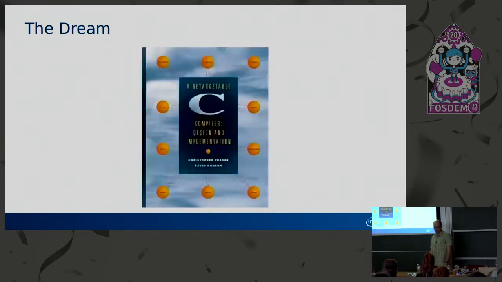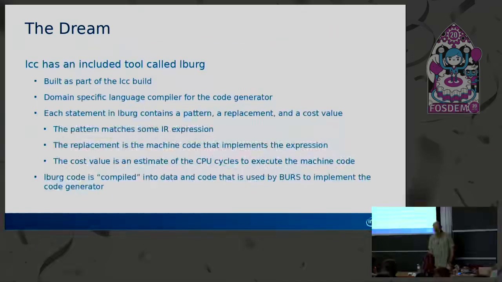The other book that I had in the other hand was A Retargetable C Compiler. It's by a couple of university researchers and is primarily about the LCC compiler. The draw of this book was Iburg, which was a code generator system, and BURS, the bottom-up rewrite system that they had to implement code generation in that compiler.